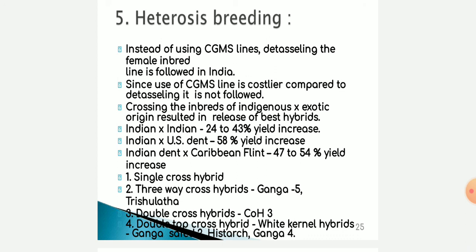Crossing inbreds of indigenous or exotic origin resulted in the release of the best hybrids. Indian crossed with Indian varieties gives a 22-43% yield increase, and Indian to US crosses increased yield by 58%. Likewise, single cross hybrids, double cross hybrids, and double top cross hybrids, we can implement in it.